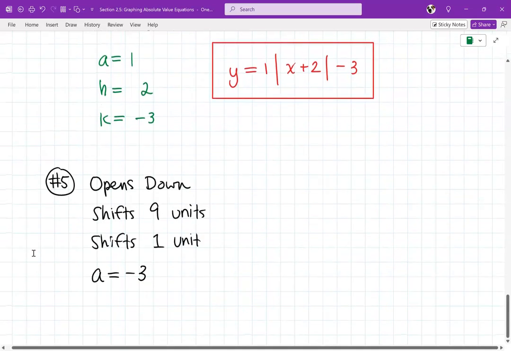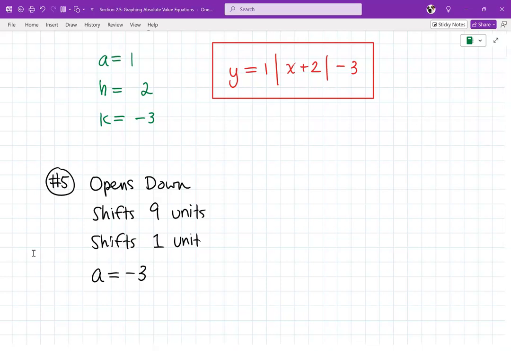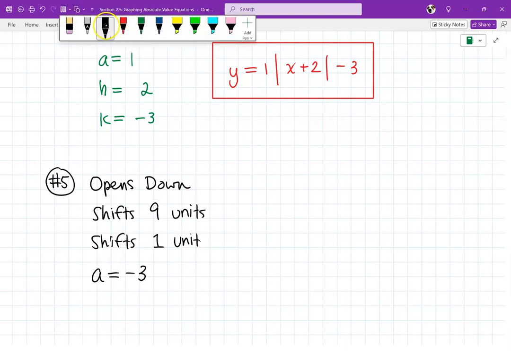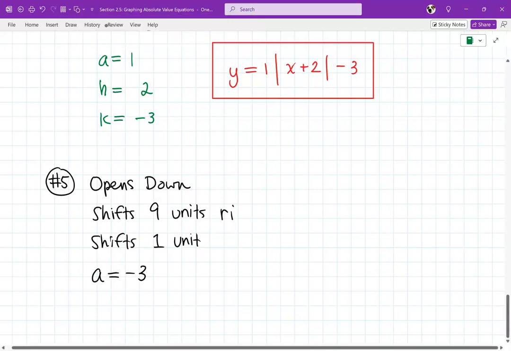But number 5 says it opens down. So that means a should be negative, and there it is. a is negative, so it opens down. It shifts 9 units. I forgot to write left and right, so hold on one second. It shifts 9 units right and 1 unit up.